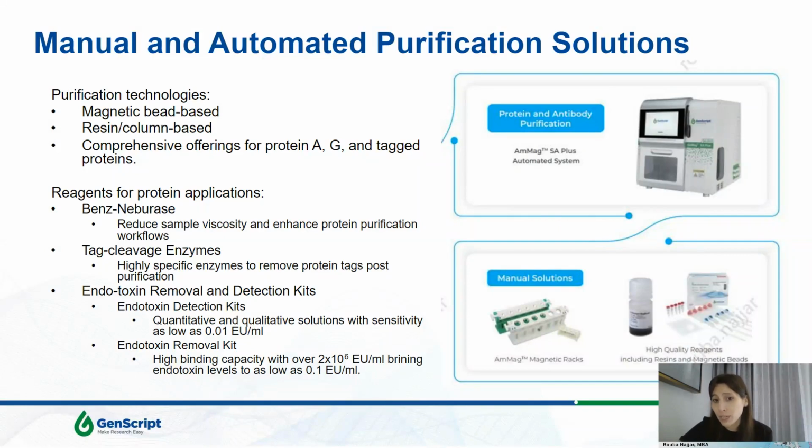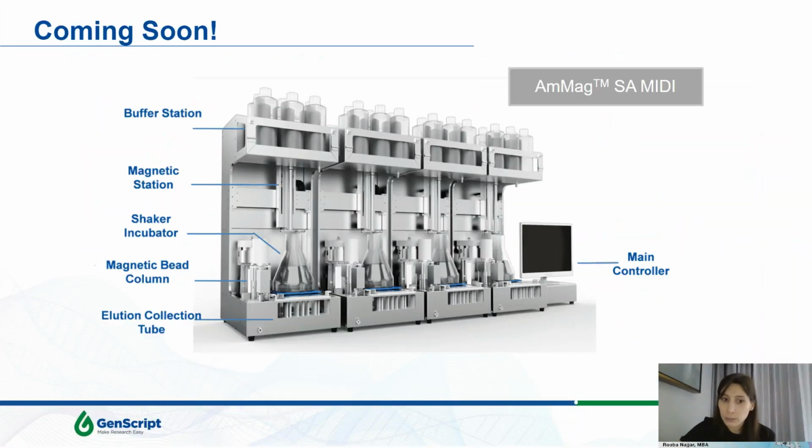We also have quite a bit of different reagents for protein applications. For example, we have an endonuclease, what we call the benznebulase, that reduces the viscosity of your sample, especially if you're working with a bacterial culture lysate, because of course there's typically a lot of viscosity in that sample because of the cell debris as well as the DNA or RNA contamination. We also have quite a bit of tag cleavage enzymes that, at the end of your protein purification, if you want to clip that tag, are excellent for you. And lastly, I do want to mention our endotoxin kits. We have endotoxin kits to remove or detect the actual levels. So both of these options are readily available.